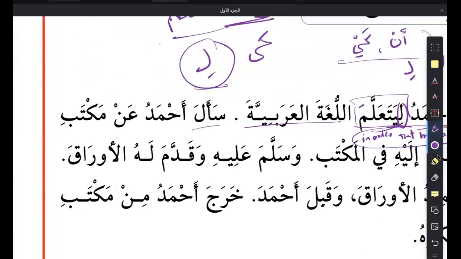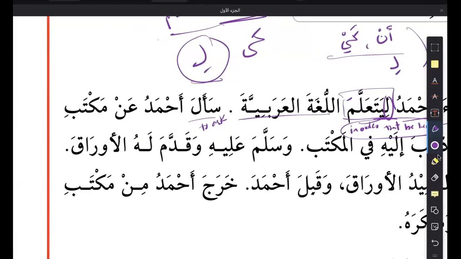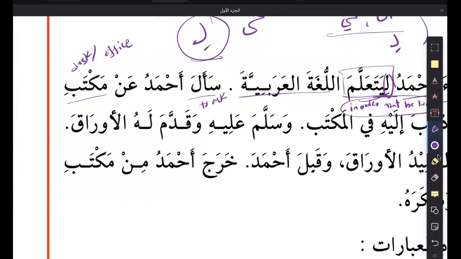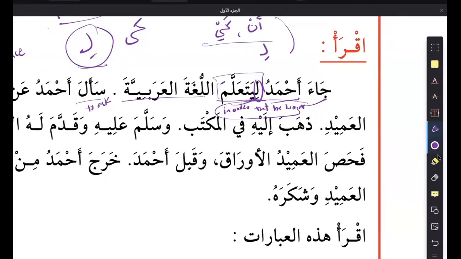سأل أحمد. سأل is to ask. So Ahmad asked عن مكتب العميد. So Ahmad asked about the maktab. Remember, maktab means desk, and it also means what? Office. Okay, I think before, they did not have separate offices for the workers. They were probably just sitting in an open field with desks, so now we have office, so it means both. So Ahmad asked about the office of the Amid. Amid is a dean, so he asked about the dean's office.